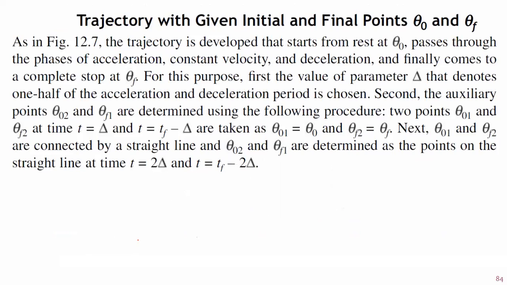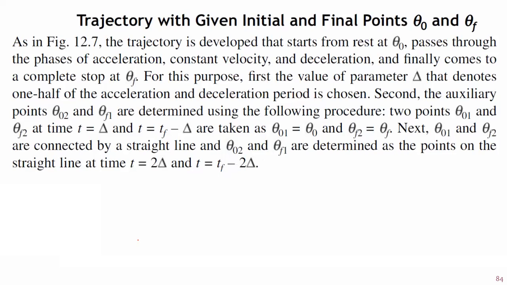The trajectory is developed that starts from rest at theta naught, passes through the phases of acceleration, constant velocity and deceleration, and finally comes to a complete stop at theta f. For this purpose, first the value of parameter delta that denotes 1/2 of the acceleration and deceleration period is chosen. Second, the auxiliary points theta naught 2 and theta f1 are determined using the following procedure.